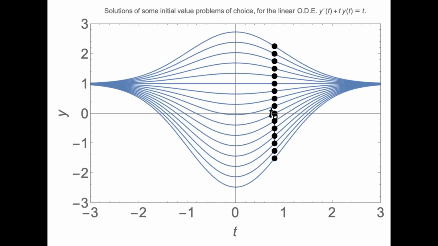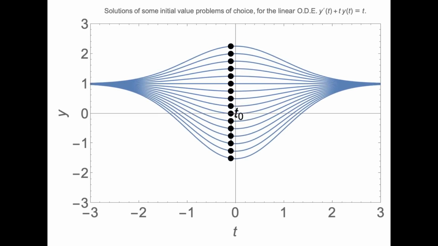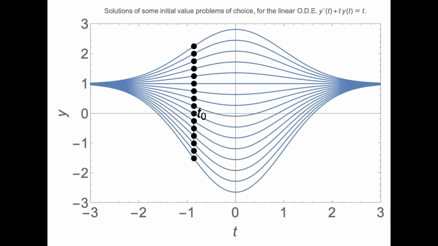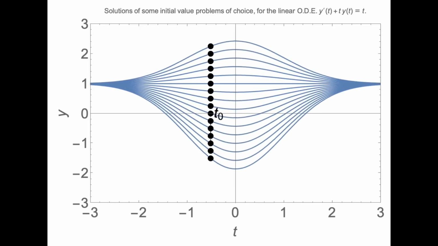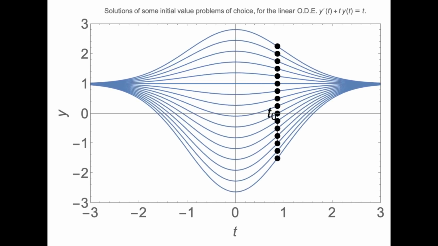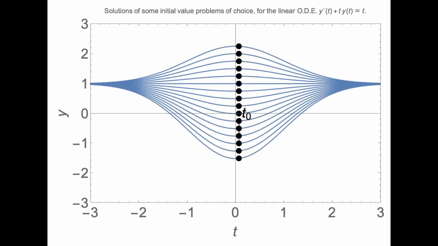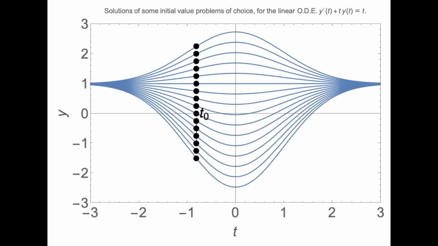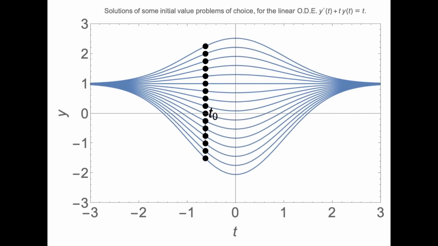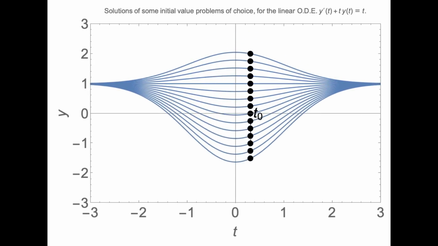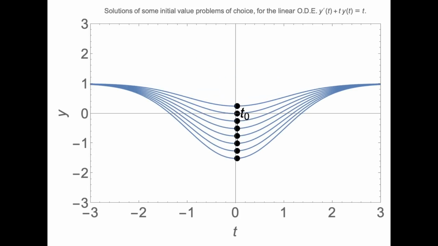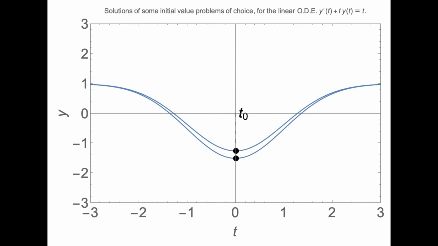Indeed, solutions of a first-order, ordinary differential equation cannot intersect. This is a direct consequence of the existence and uniqueness theorem for initial value problems. For this theorem essentially says that through each point in the ty plane shown here, precisely one solution curve will pass.